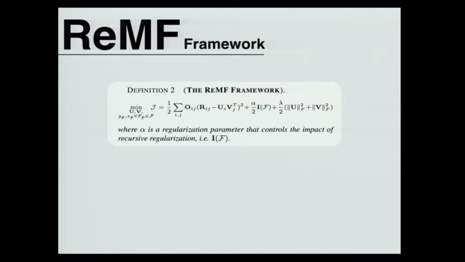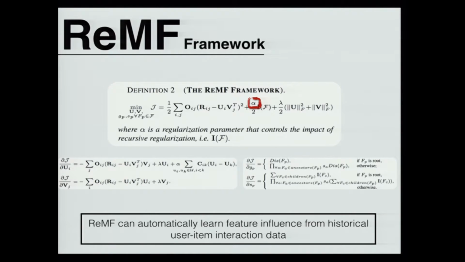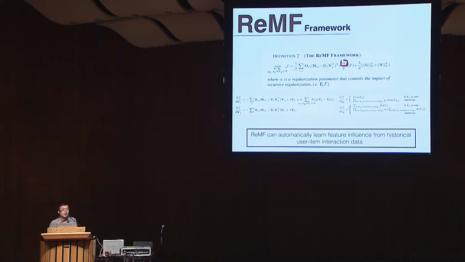By incorporating this regularization term into a latent factor model, we have the recursive regularization matrix factorization framework. We use a very simple parameter alpha to control the importance of recursive regularization. The good thing about ReMF is that it can automatically learn the feature influence from historical data. As you can see, we can jointly learn the user and item latent factors and also G and S. In other words, we can use G and S to characterize the influence of each feature on user-item interactions.